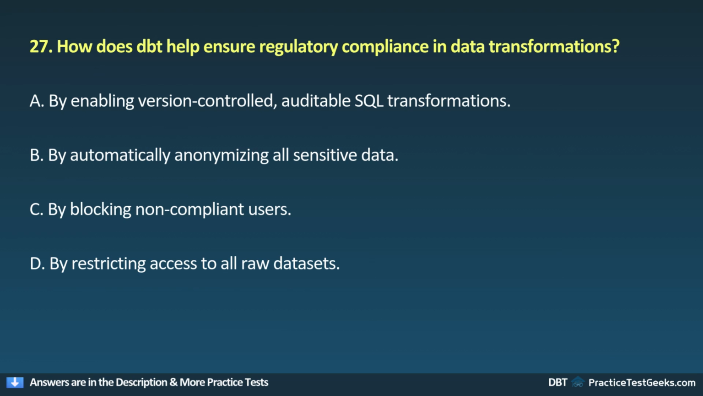27. How does DBT help ensure regulatory compliance in data transformations? A. By enabling version-controlled, auditable SQL transformations. B. By automatically anonymizing all sensitive data. C. By blocking non-compliant users. D. By restricting access to all raw datasets.